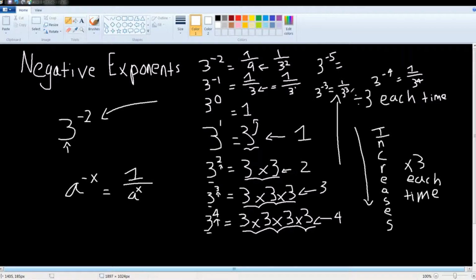So if you look at 3 to the negative 5, the pattern still goes on, right? So we divide by 3 again, and we'll get 3 to the negative 5 is equal to 1 over 3 to the 5th. So that's how negative exponents work.